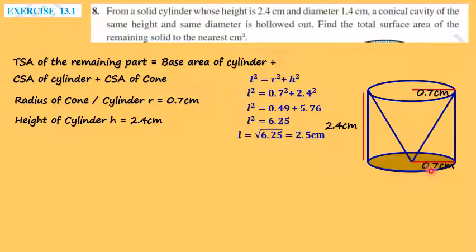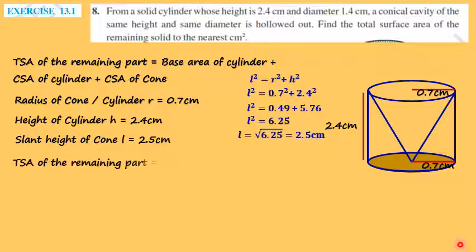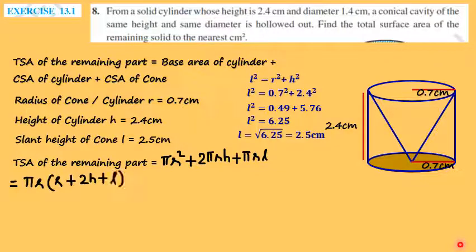Why are we taking this base? Because the CSA of the cylinder means only the curved surface area will come, but this cone is hollowed out, so the base of the cylinder is there. That is why we are finding the area of that part also. So the slant height also we got now. So the TSA of the remaining part is equal to pi r square, that is the base area. From the base area a little bit of part is taken out, so the remaining part, plus 2 pi r h plus pi r l. So substitute the values.